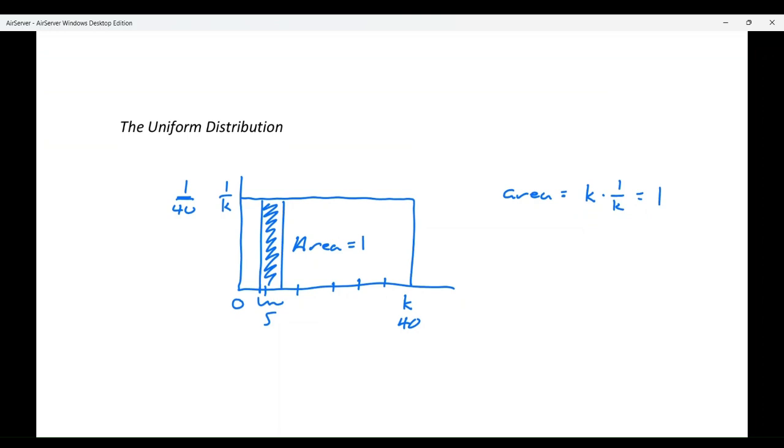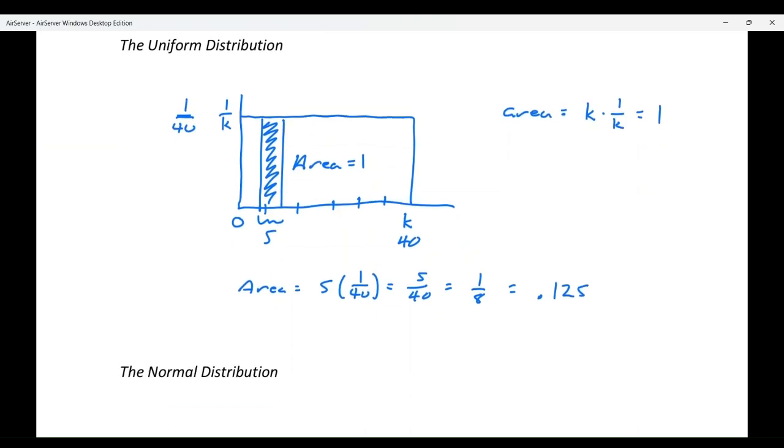If I want to find the area of that shaded region, I can just take the width of 5 times the height of 1 over 40, and I get 5 out of 40, or 1/8, or as a decimal, 0.125. So 12.5% of the data would be between those two points.